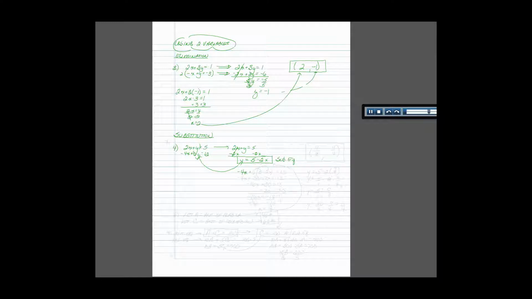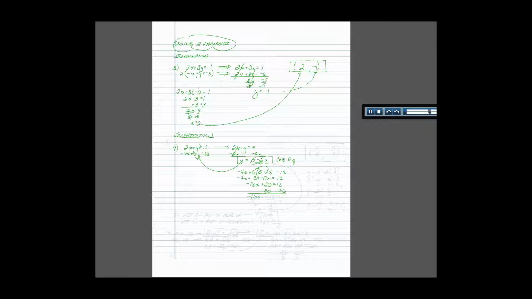negative 4x plus 6, take out the y, put in what it's equal to, 5 minus 2x, equals 12. Negative 4x plus, distribute both, equals 12. Combine like terms, negative 16x plus 30 equals 12. Subtract your 30.